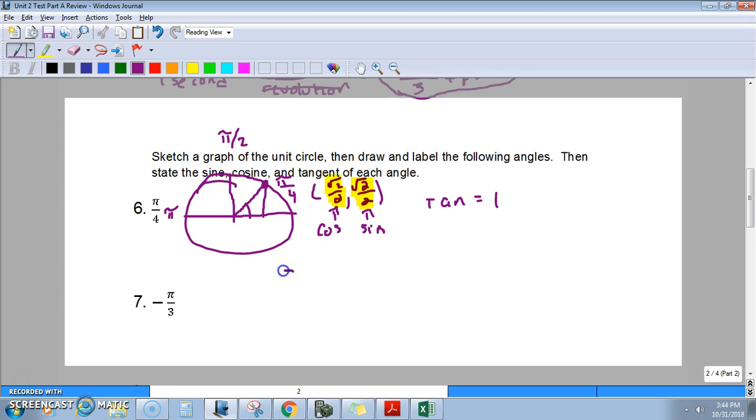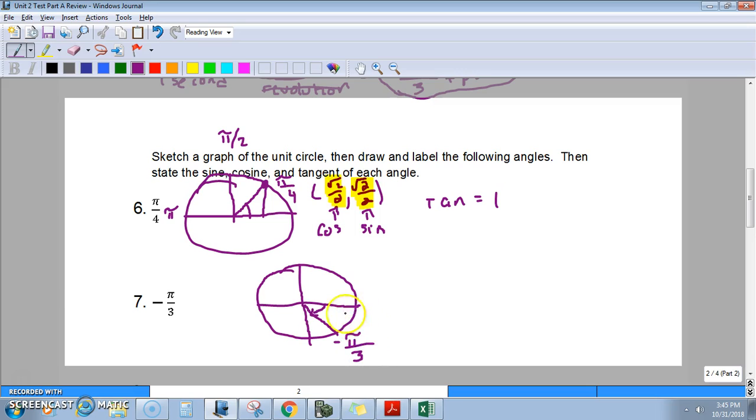Now, sketch a graph of the unit circle. And it's a negative angle, so what we're going to be doing is going clockwise here, going this way. Negative pi over 3. Pi over 3 is like 60 degrees, so we're going negative 60 degrees. Negative pi over 3.